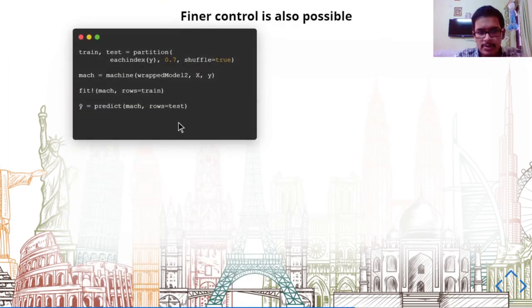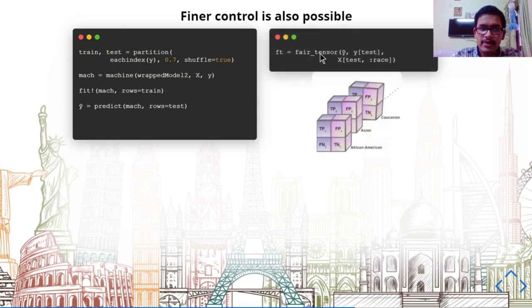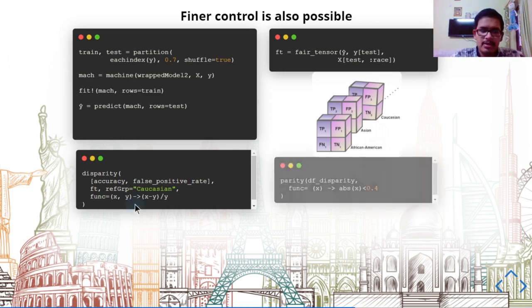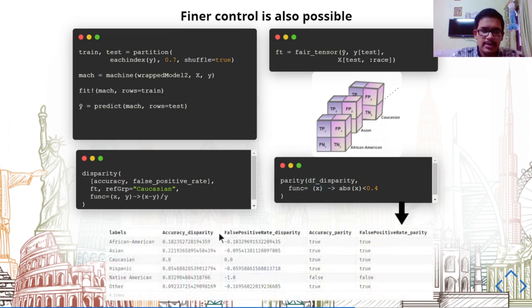Finer control is also possible with Fairness.jl. We just need to partition, create a machine, fit, and predict, just the usual stuff. And then we can create a fairness tensor using those predictions and ground truth, which is basically a stack of confusion matrices. Using this fairness tensor, we could get disparity values, and we have the freedom to specify a custom function for getting the disparity, and we can also calculate parity using the disparity values and get the data frame.